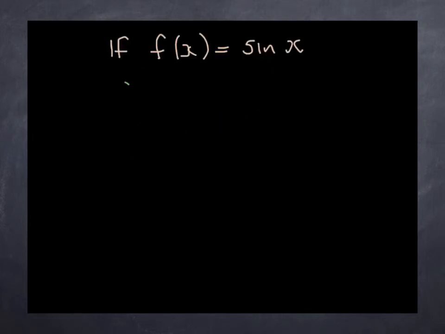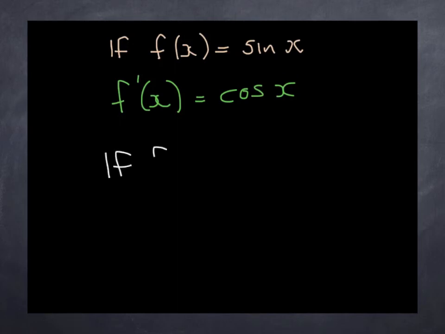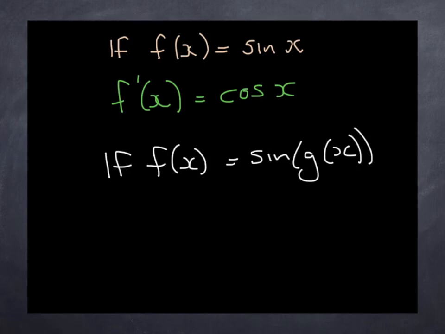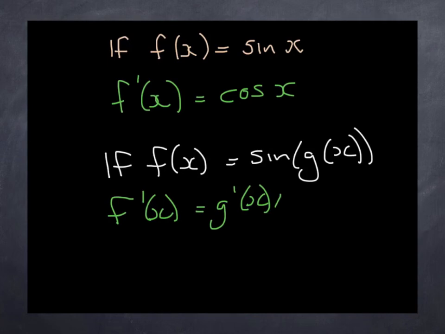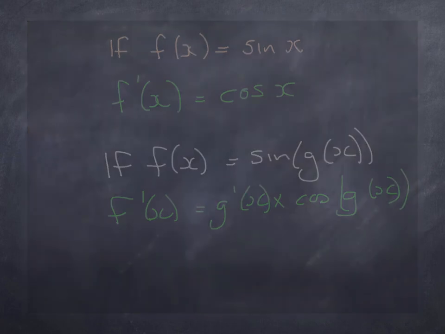So if f of x is equal to sine x, then the derivative f dash x will be equal to cos x. And if f of x is equal to sine of g of x, where we have a function as our angle, it means that the derivative f dash x is going to be equal to the derivative of what was inside the bracket times by cos of g of x. Notice in each case the angle does not change.